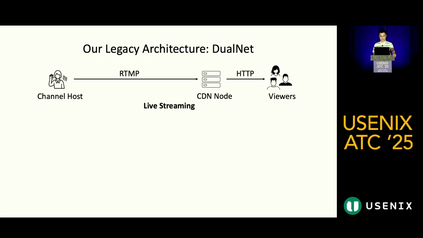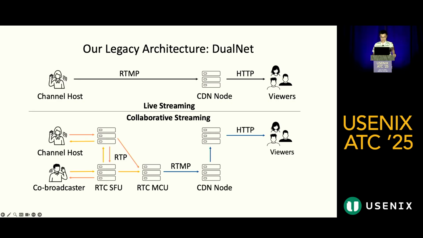Our previous architecture is named DualNet. It only supported the basic live streaming mode at first, and the end-to-end path is pretty straightforward there. The channel host publishes to CDN, and CDN is responsible for HTTP-based distribution. Then we extended to collaborative streaming several years later.